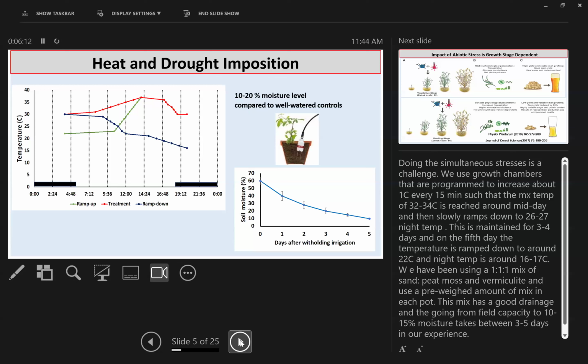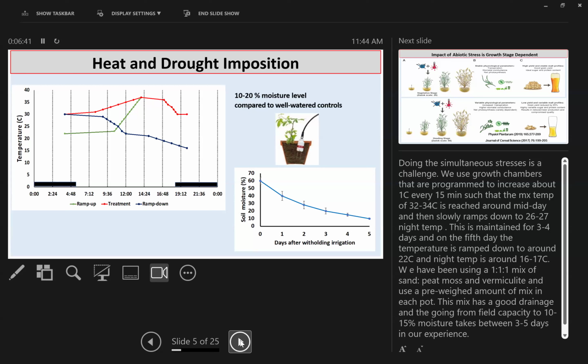And then when you talk about temperature stress, we are not just throwing them into a chamber at 30 degrees and saying this is heat stress. That's a heat shock. So the way we program these growth chambers is that they increase by 1 degree centigrade every 15 minutes. So it reaches the max at 30 or 32 degrees by midday, and then you slowly ramp it down by 1 degree every 15 minutes, coinciding with the light and dark cycles and maintaining that.